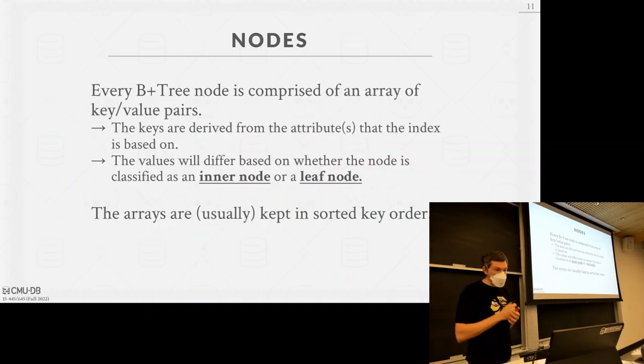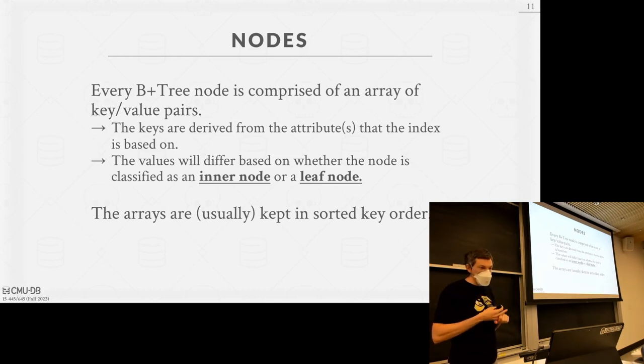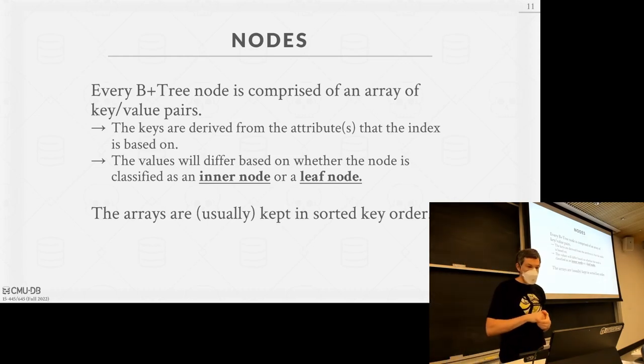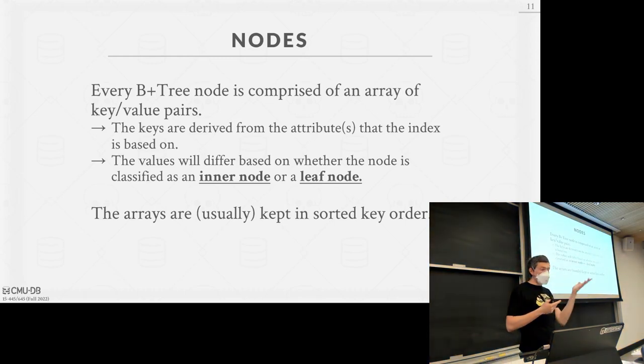All right, so every node itself is going to be comprised of these key value pairs, and as I said, the keys are derived from whatever the attribute I want to build the index on. So if I call create index on column ABC, the keys that are being stored are the values of ABC for every tuple, right? And then the values could differ based on whether it's classified as an inner node or a leaf node, as I said to her question.